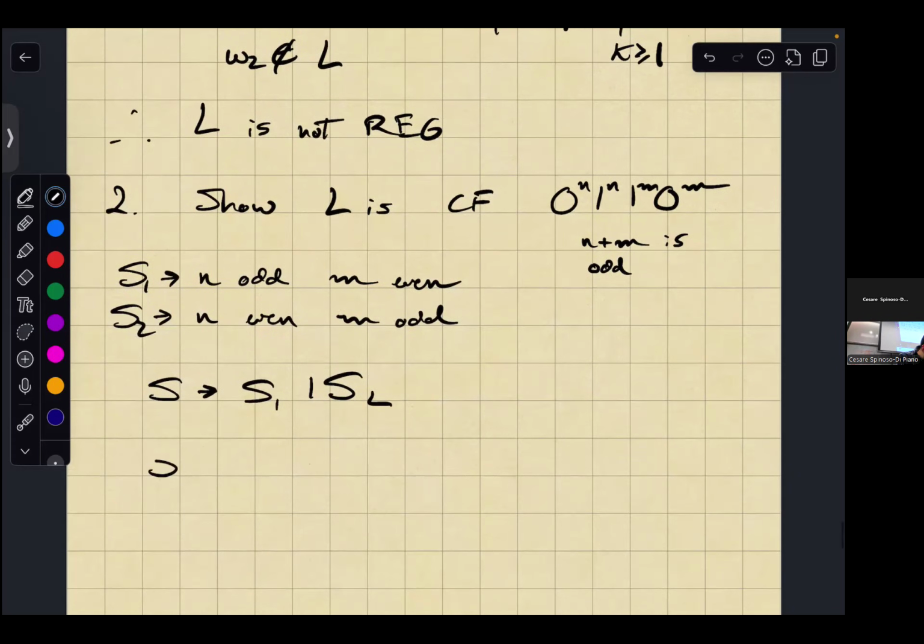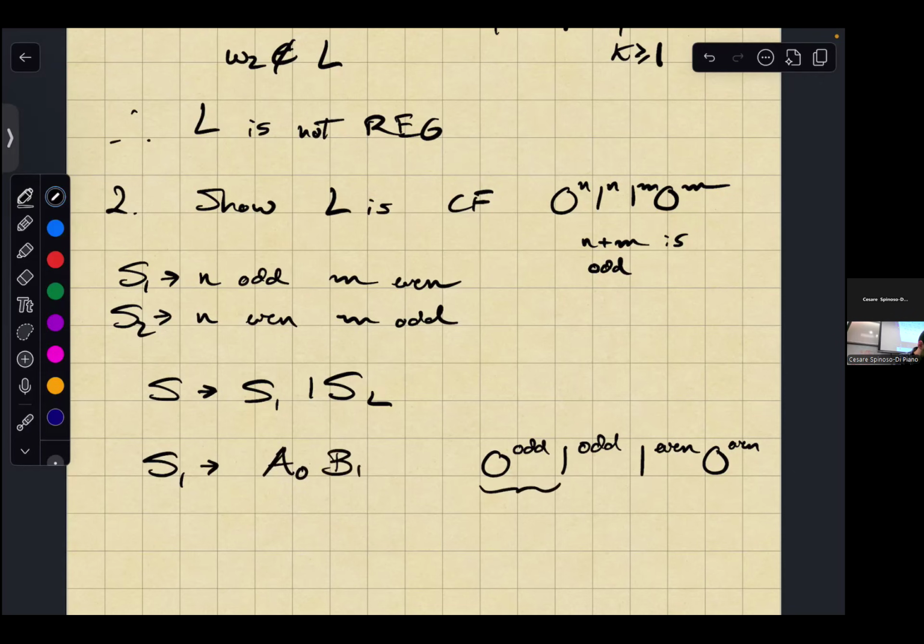And then S1, right, what does S1 have to generate? It has to generate something like 0 to the power of odd, 1 to the power of odd, and then 1 to the power of even, and then 0 to the power of even, right? So I'm just going to create variables for each of these kinds of things. I'm going to have A odd for this thing, and B even for this thing.